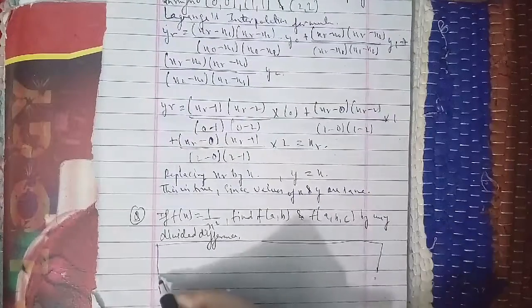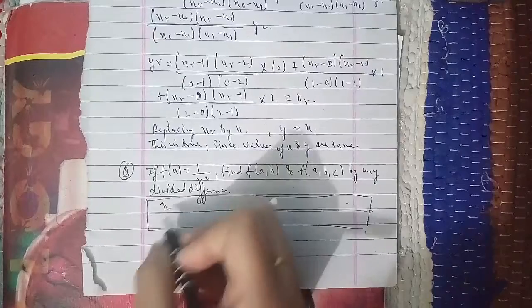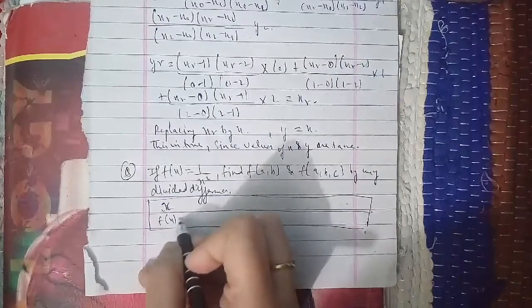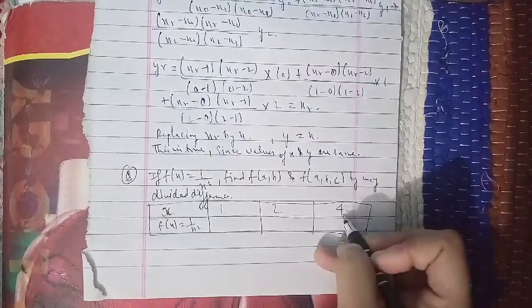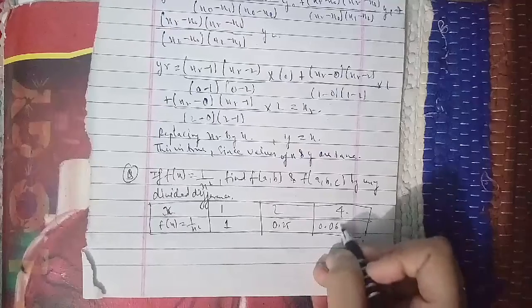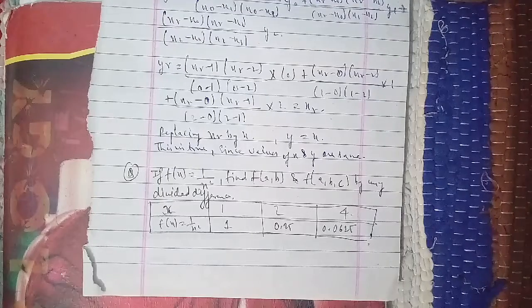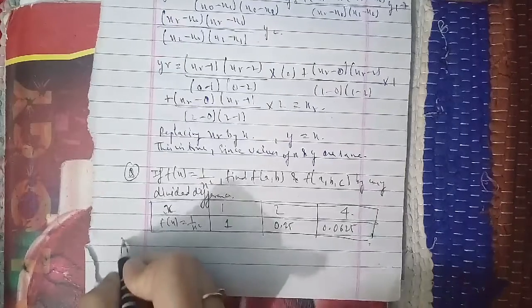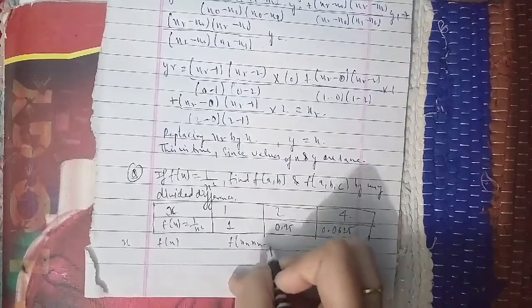Here we go. So the same, 1, this has been the 1, (0.25 − 1) upon (2 − 1) equals −0.75. Here for the second one, 0.25, it will be your (0.0625 − 0.25) upon (4 − 2) equals −0.09375, and then (−0.09375 − (−0.75)) upon (4 − 1), which gives you 0.21875 here.